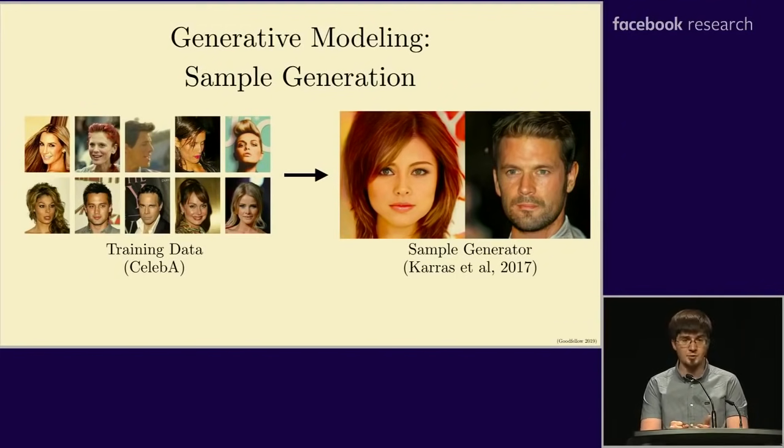Today, I'll focus on the ability to generate new samples from the distribution. To illustrate how it works, I've shown here a training set of photos of celebrities on the left. This is the CelebA data set. And on the right, I've shown 2 new imaginary celebrities created by a generative model. This is a progressive GAN that was trained on CelebA.